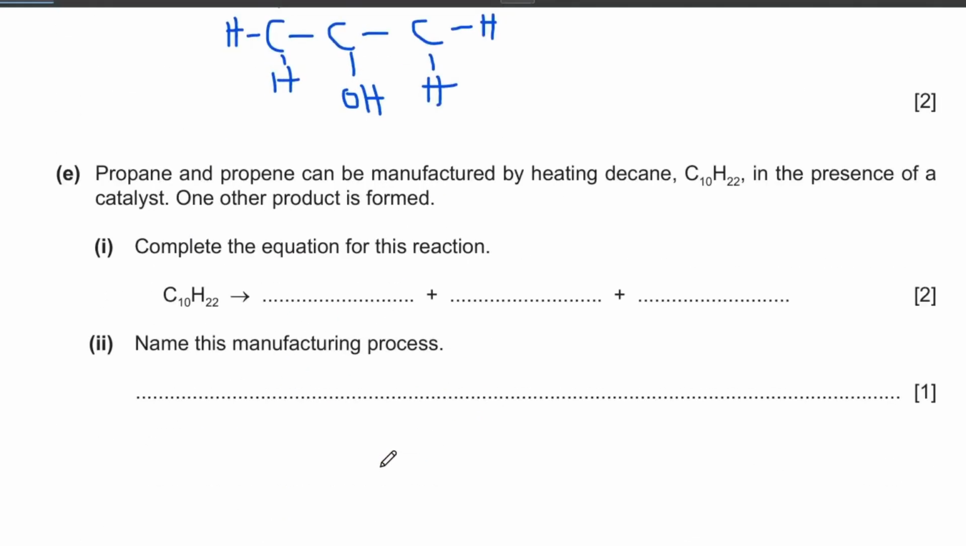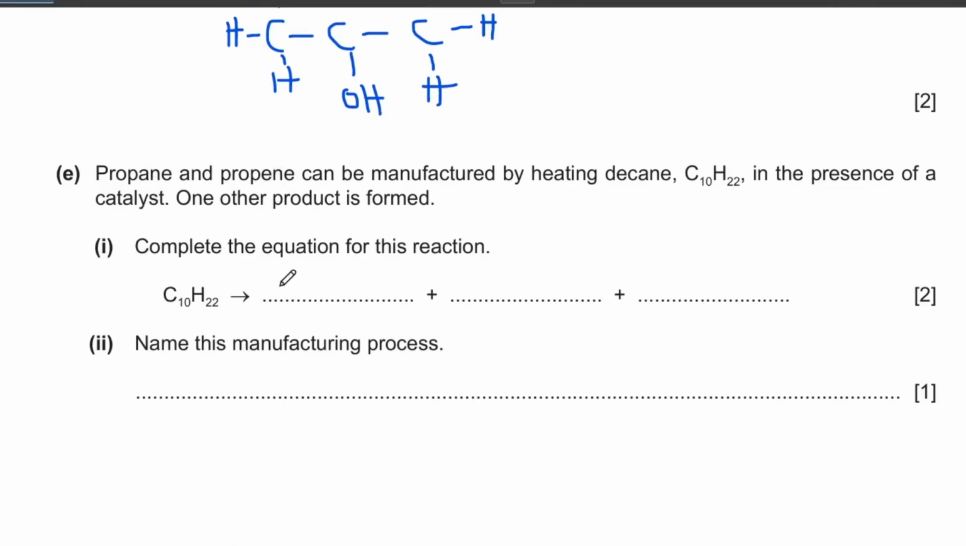Next question. Propane and propene can be manufactured by heating the chain in the presence of a catalyst. One other product is formed. Complete the equation for this reaction. So already we are told that on heating, propane and propene are going to be manufactured. So that means two of the products are propane and propene.